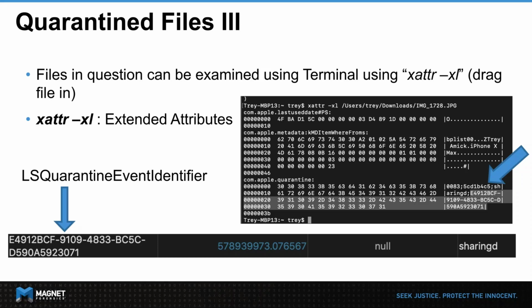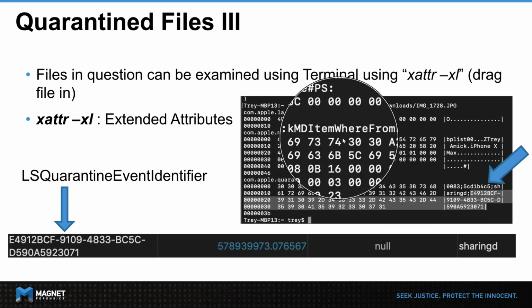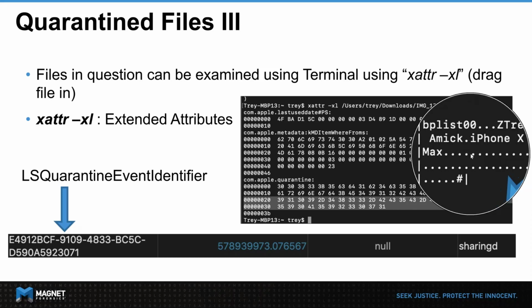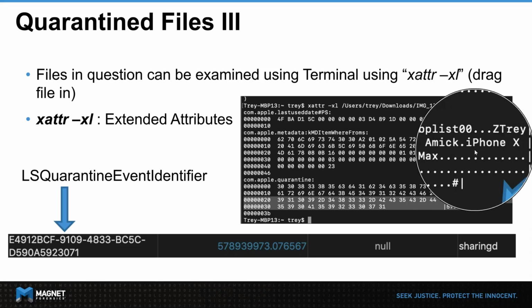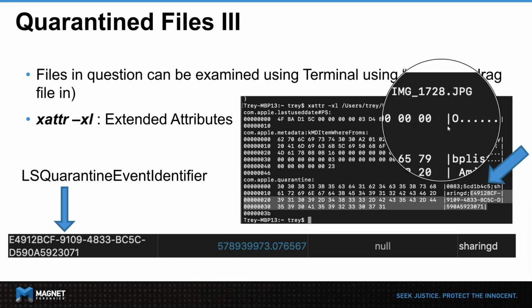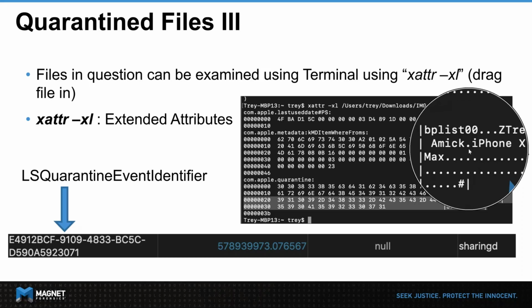You can also see up here, com.apple.metadata:kMDItemWhereFroms. If you don't remember anything else from today's class, remember kMDItemWhereFroms, and remember how you can find this information. This is, once again, part of the extended attributes. And here you can see it from a binary plist. We can see that information that it came from my iPhone XS Max. So now you know exactly how this picture got on this system by looking at this. And this is all going to be part of the extended attributes that you can pull from this file.